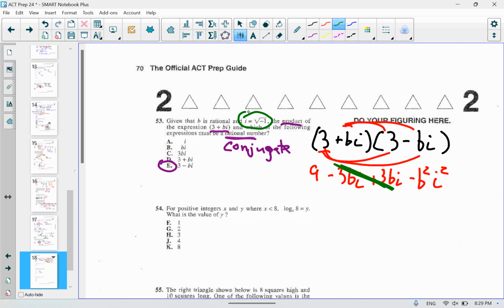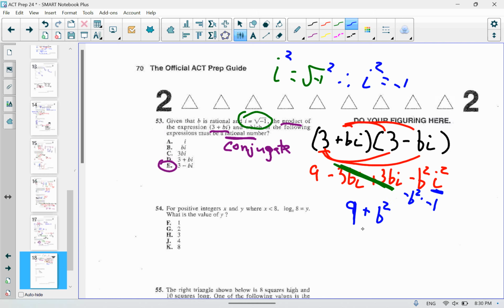Now, i is the square root of -1. That's true. But let's say I were to square both sides. This means that i squared has to be -1. So anytime I have an i squared, I can replace that with a -1 and times that times my -b squared. So what happens is what I really have is 9 plus b squared. But I already know that b is a rational. I've gotten rid of all my irrational and in fact all of my imaginary solutions with this. So I would say 3 minus bi is the solution here.